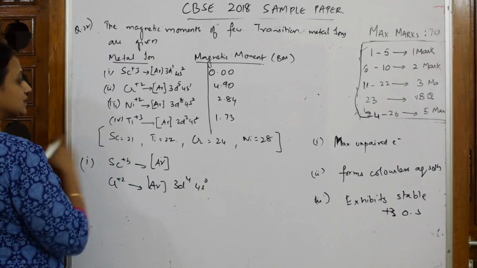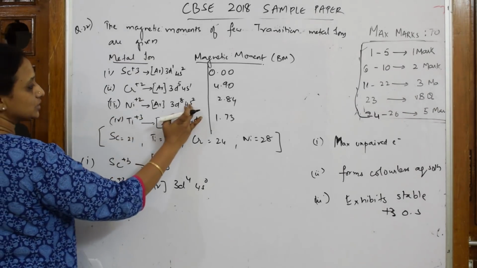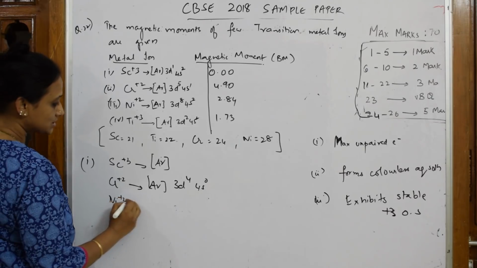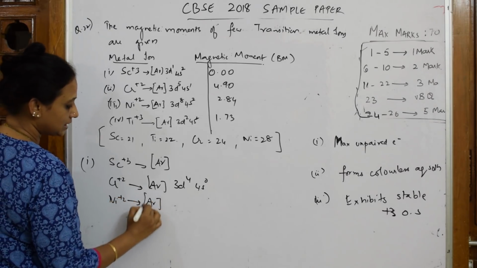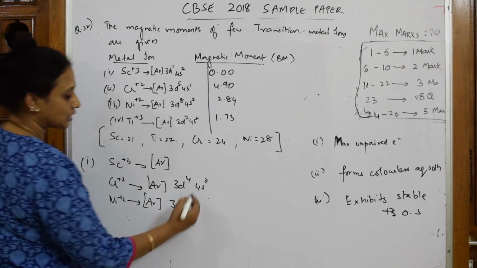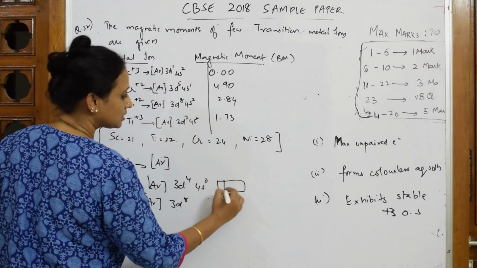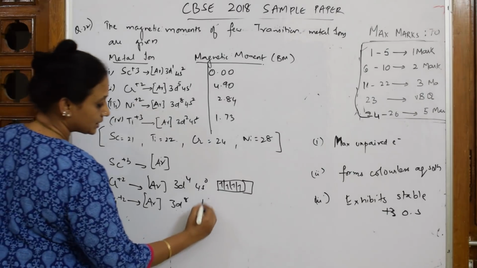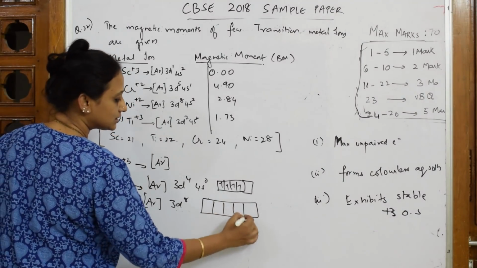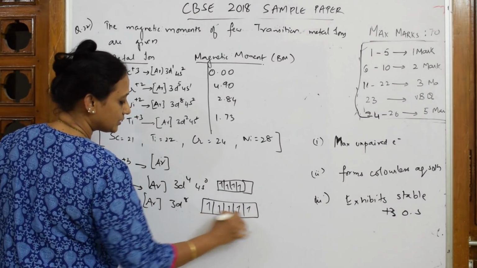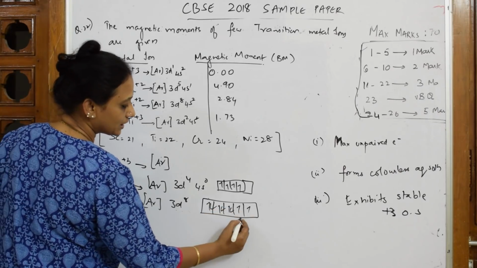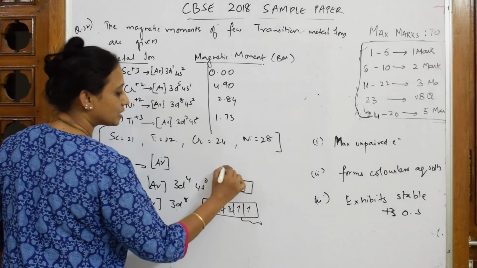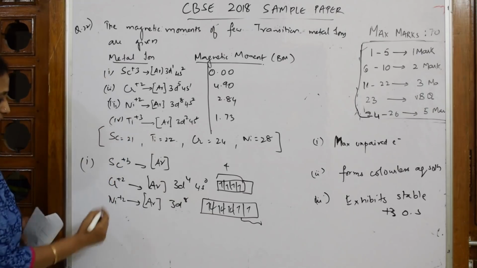Done. The next one, nickel. 2 electrons are lost. So nickel plus 2 means it is argon 3d8. Now here how many unpaired electrons? In this, 8 electrons are there, isn't it? 1, 2, 3, 4, 5, 6, 7, 8. 2 unpaired electrons here. Here how many? 4 unpaired electrons. Let us write. Nickel plus 2 is over.